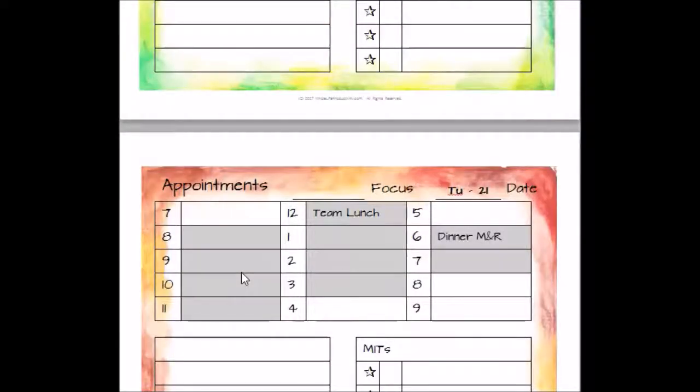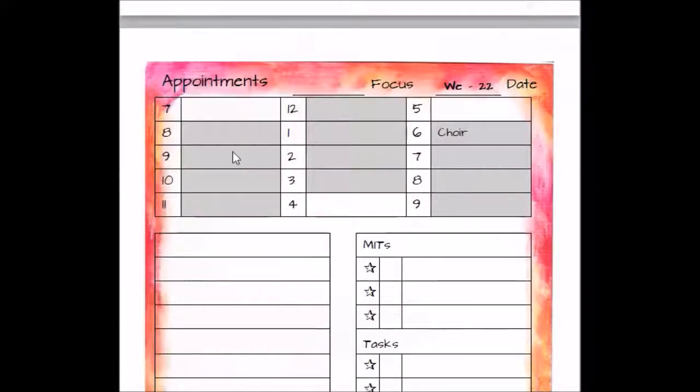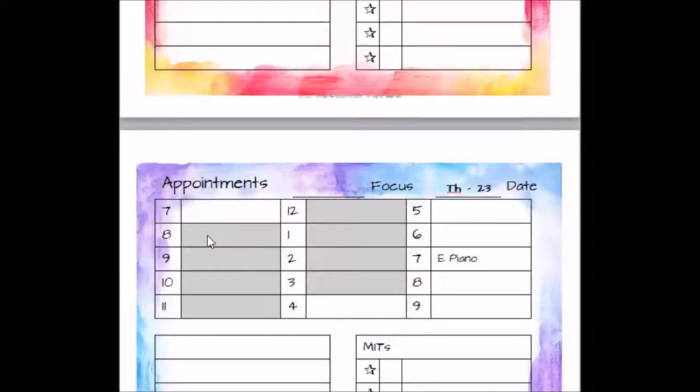On Tuesday, I've blocked out my working hours between 8 and 4. I have a team lunch at noon, and then I have dinner with some friends that evening. Okay, on Wednesday, I've blocked out my working hours, and then I have a choir rehearsal that night. Thursday, again, I've blocked out my working hours. I do not have to take my daughter to piano, so I just note this on the schedule so that I remind her and my husband to leave. Otherwise, they might just decide not to go.